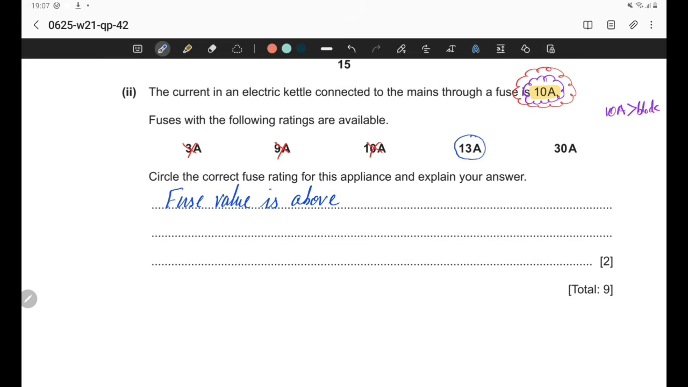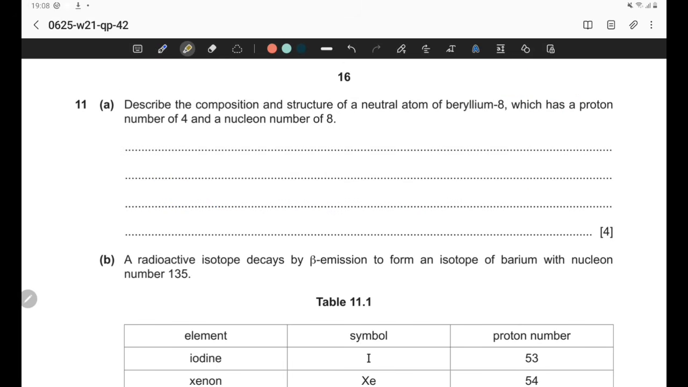Therefore we can write: fuse value is above but near the operating current 10 ampere. This much point is enough to score full marks.